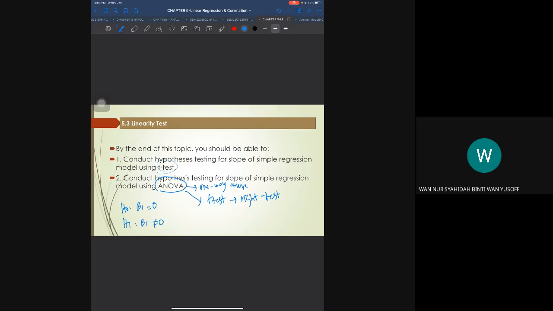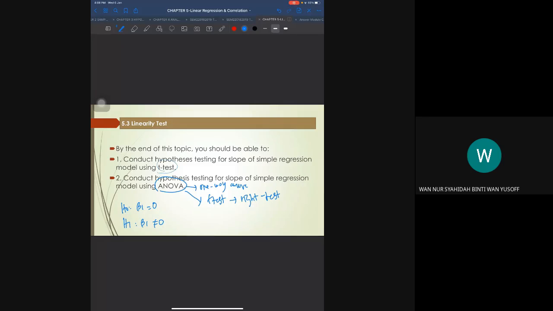For the hypothesis here, remember that it is not beta 1 cap, because that one is a predicted one. What we need here is just a parameter, which is beta 1, without the cap. If you put the cap, it is wrong.